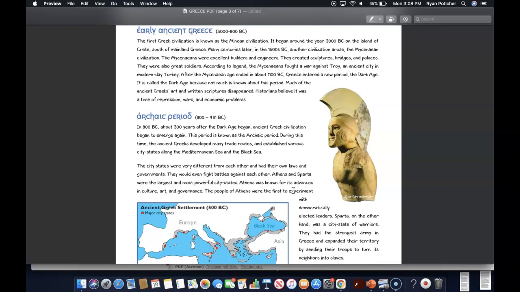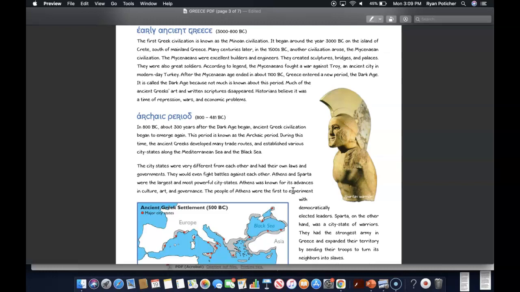The Mycenaeans were excellent builders and engineers. They created sculptures, bridges, and palaces. They were also great soldiers too. According to legend, the Mycenaeans fought a war against Troy, an ancient city in modern-day Turkey. After the Mycenaean age ended in about 1100 BC, Greece entered a new period, the Dark Age.